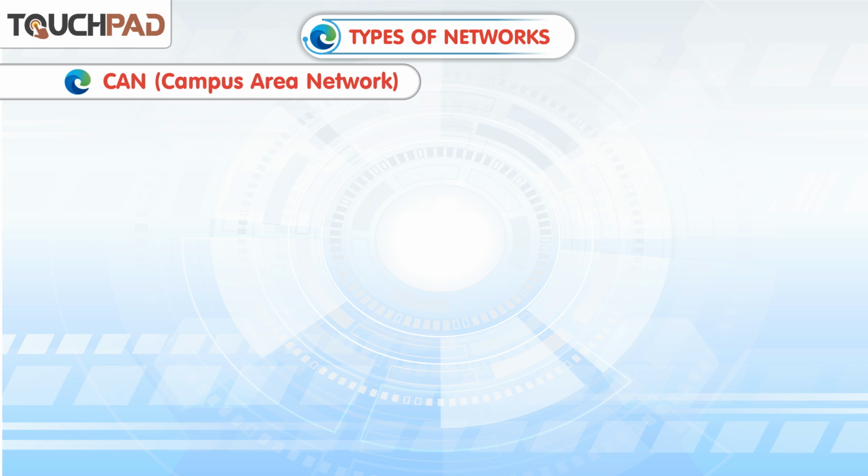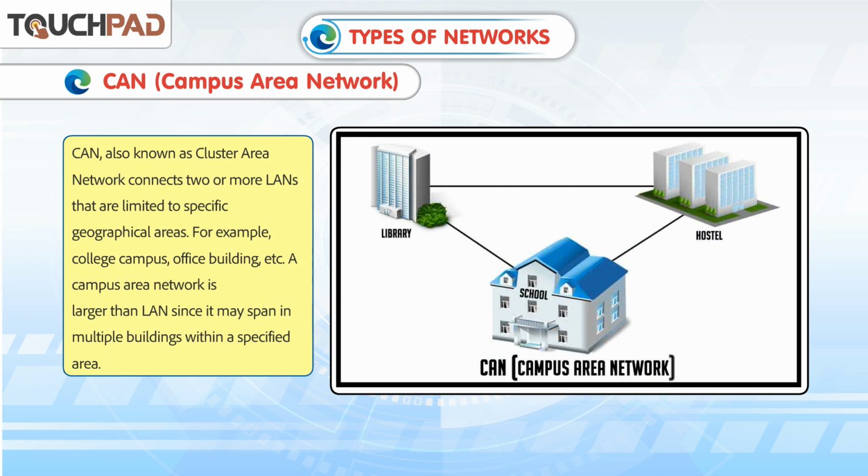CAN, Campus Area Network. CAN, also known as Cluster Area Network, connects 2 or more LANs that are limited to specific geographical areas. For example, college campus, office building, etc. A campus area network is larger than LAN since it may span in multiple buildings within a specified area.